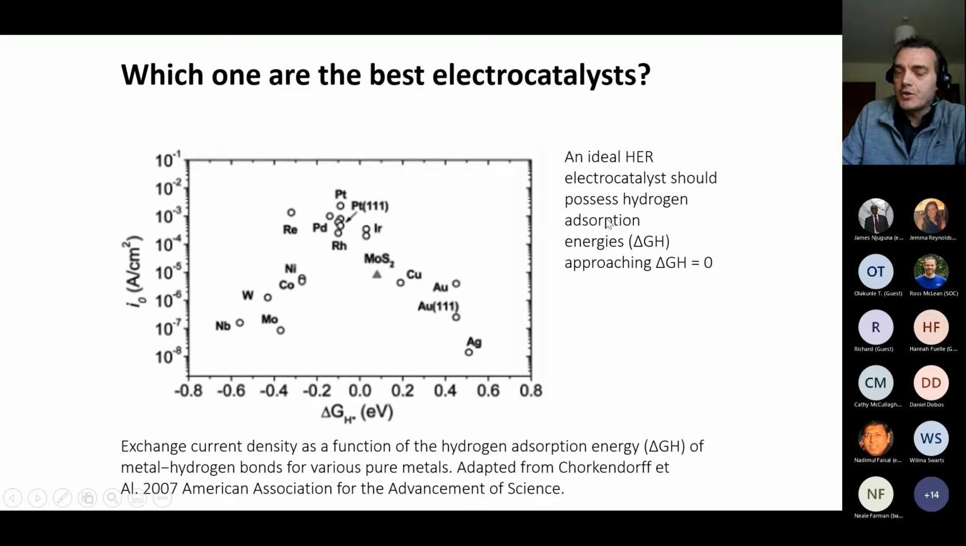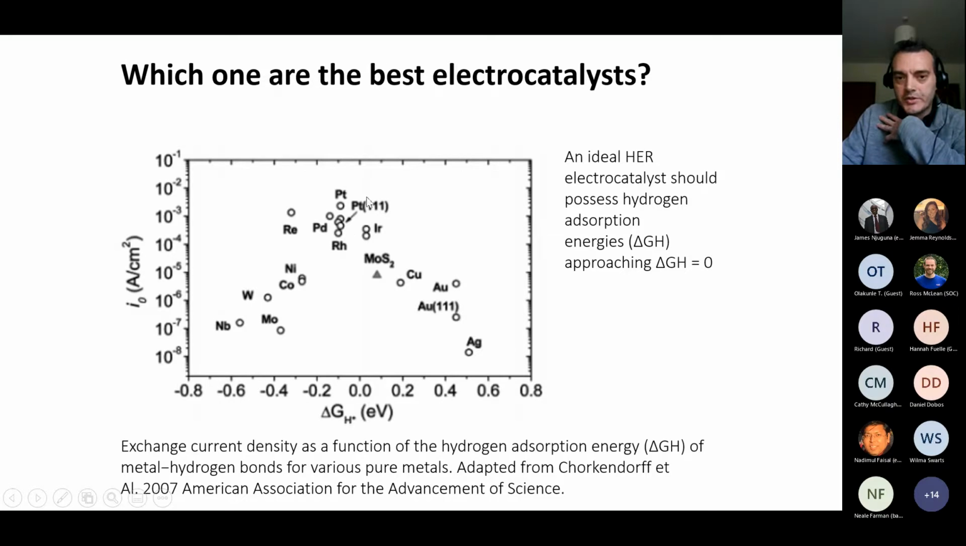Electrocatalyst should possess hydrogen absorption energies approaching zero. As I said, this is coming from experimental work as well as DFT, density functional theory, and ab initio calculations to calculate the particular values. So we have platinum, palladium, rhenium, iridium, nickel, tungsten, different metals in here. And one of the things we said is approaching zero.